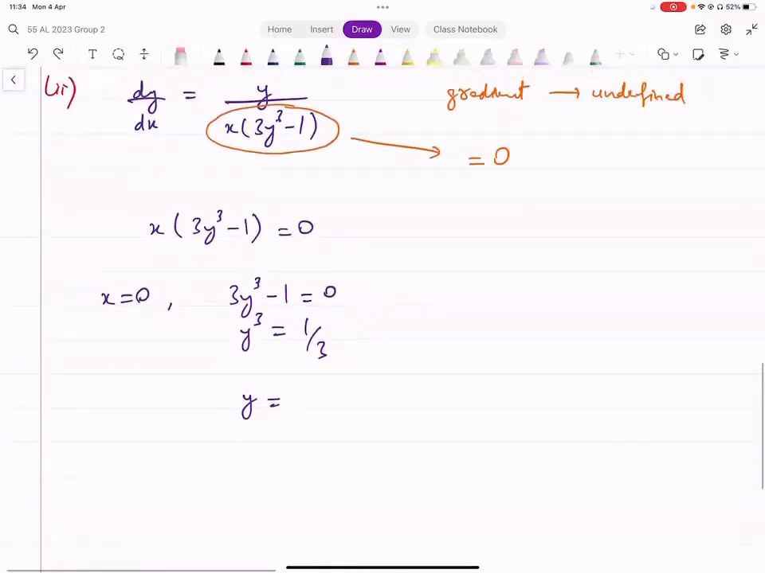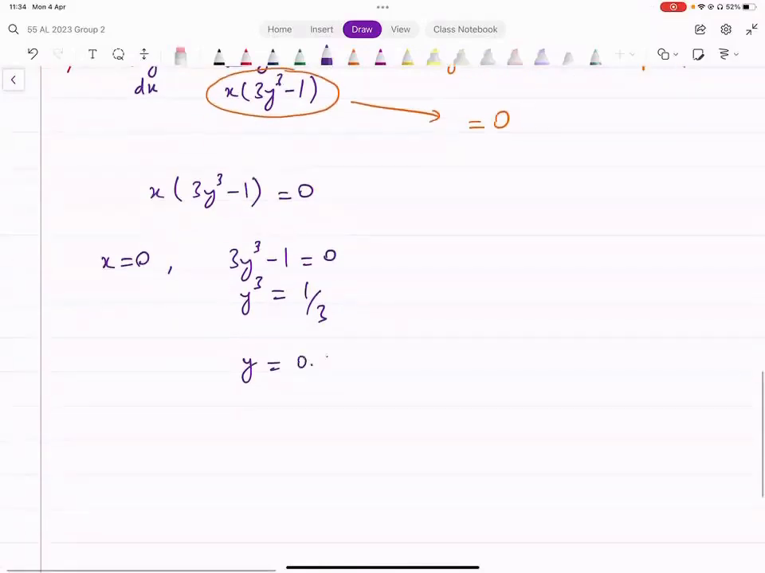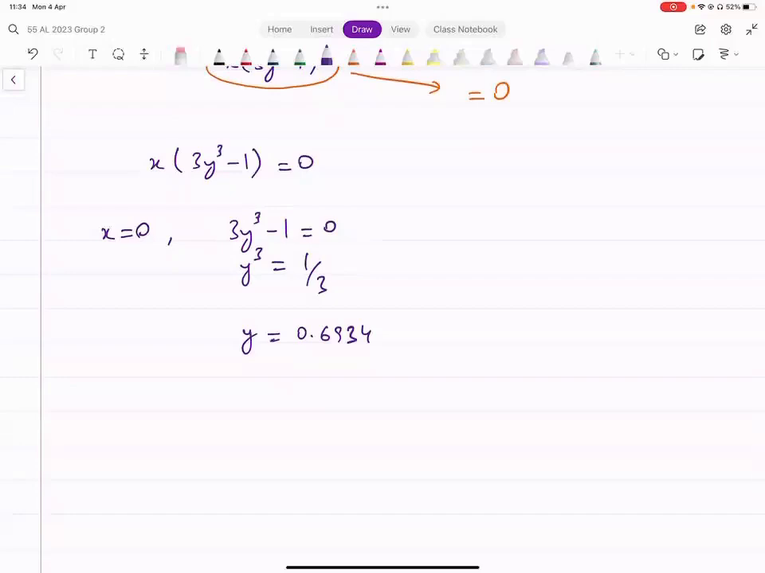Can anyone tell me y की value क्या आती है? Cube root of 1 over 3. 0.693 and then 4 decimals बताएं मुझे. Okay. 6934. Working may always take 4 significant figures at least. At least 4 significant figures. 4 से कम नहीं करना. Okay? So that's the value of y that we've got. We've got x equals 0 and we've got y equals 0.6934.